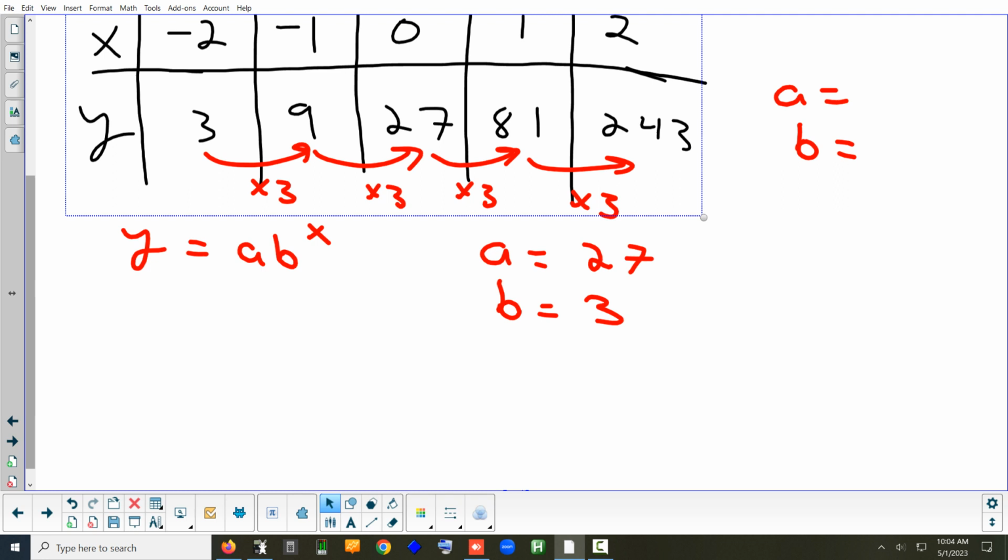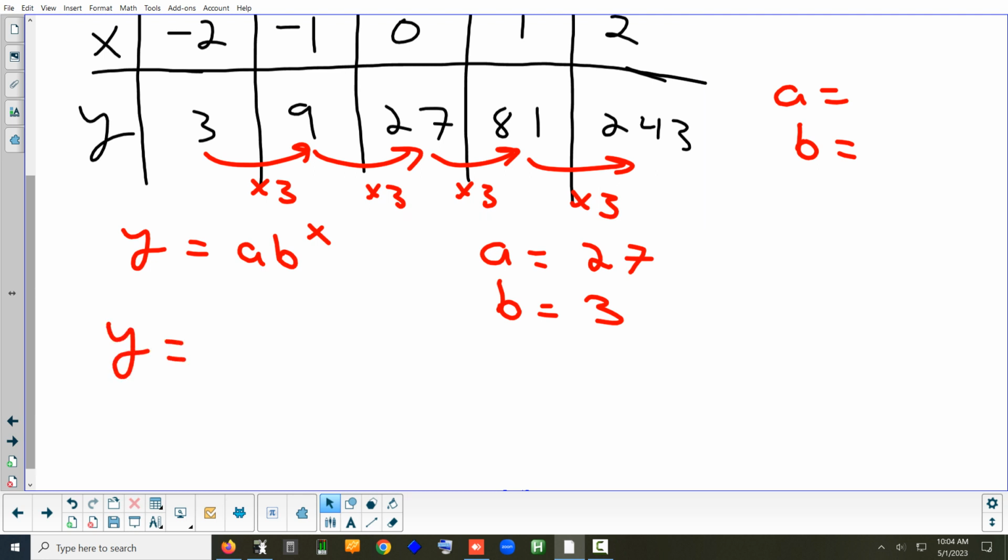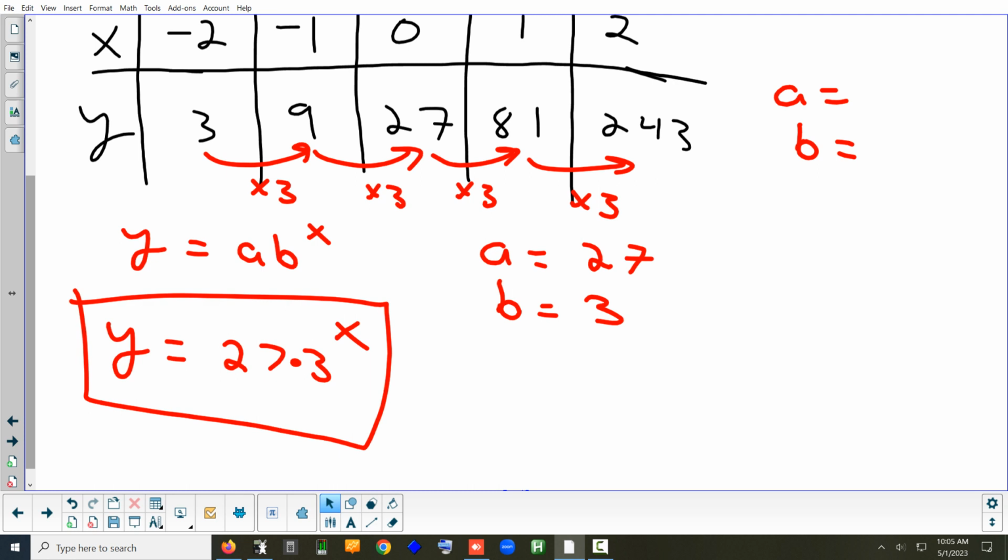So now, take those two numbers, fill them in, and write your final answer. Just make sure you put a dot between the A and the B, because if you don't, it's going to look like this. To me, that looks like 273 to the X. You got to put a dot in there. So we know A is 27, and B is 3. And that's your final answer.